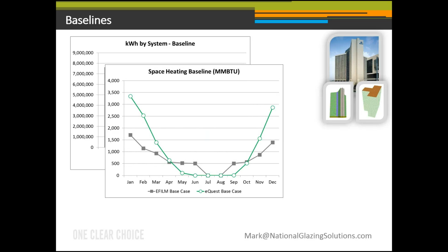Let's look at the next graph, the heating baseline. Here again, the conclusion is that both models could be wrong, but they cannot both be right. Before we go on to the next graph, note here that at least the space heating baseline has the same shape between the two models. You would imagine that space heating would be very low in the summer and high in the winter, and they both have the same shape.